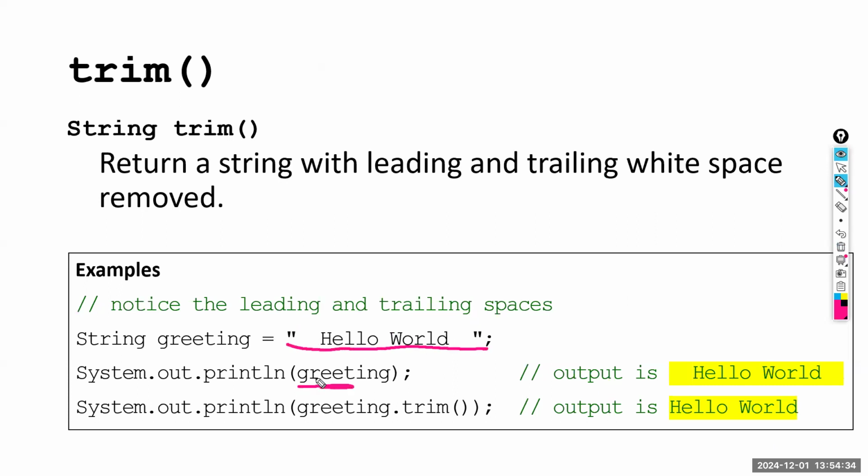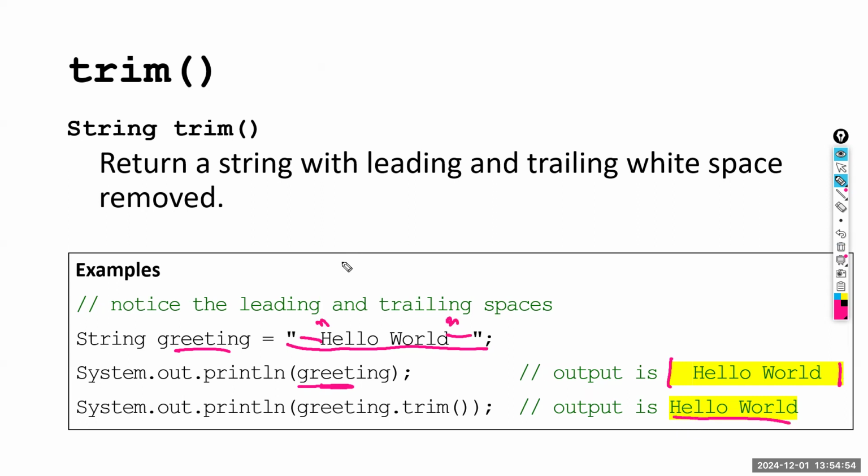If you just print it, the output will be something like this. There will be spaces here. Of course, I highlighted them, otherwise you can't see it. But if you call the trim method and then print it, these spaces are removed. Now your string is something like this. That is why it prints like that.